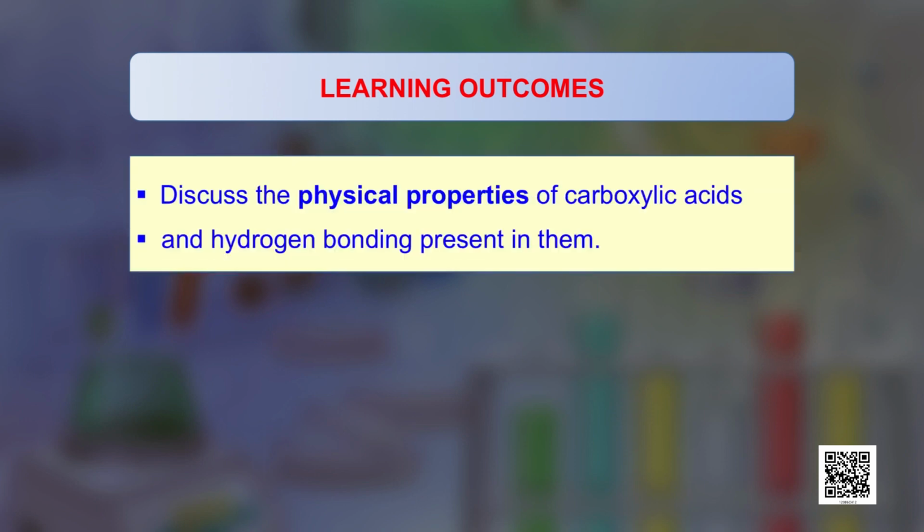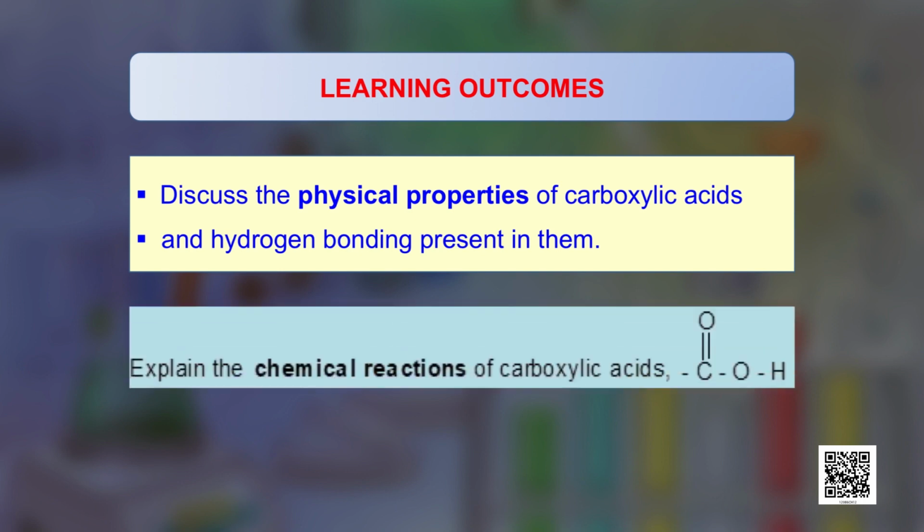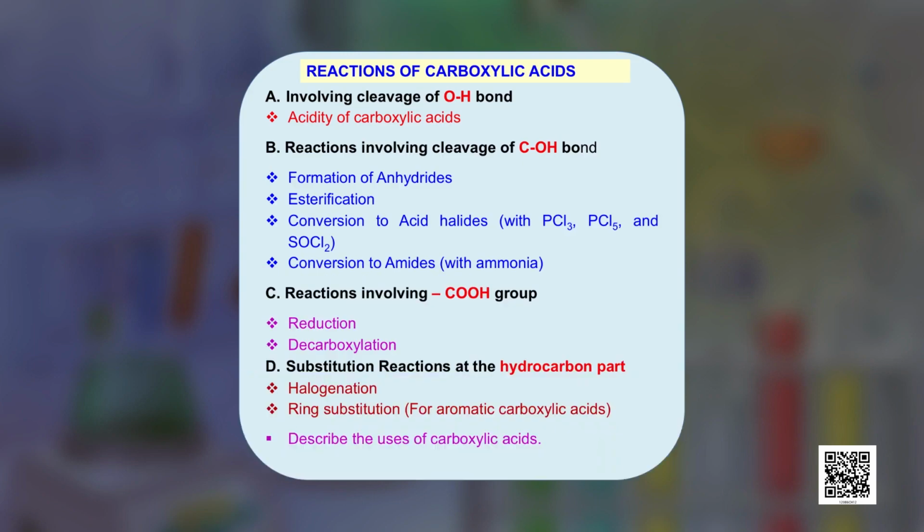The learning outcomes of this program will be to discuss the physical properties of carboxylic acids and the hydrogen bonding present in them, and the chemical reactions of carboxylic acids. Now, the reactions can be explained in four categories. First is the cleavage of the OH bond, where the acidity of carboxylic acids will be explained.